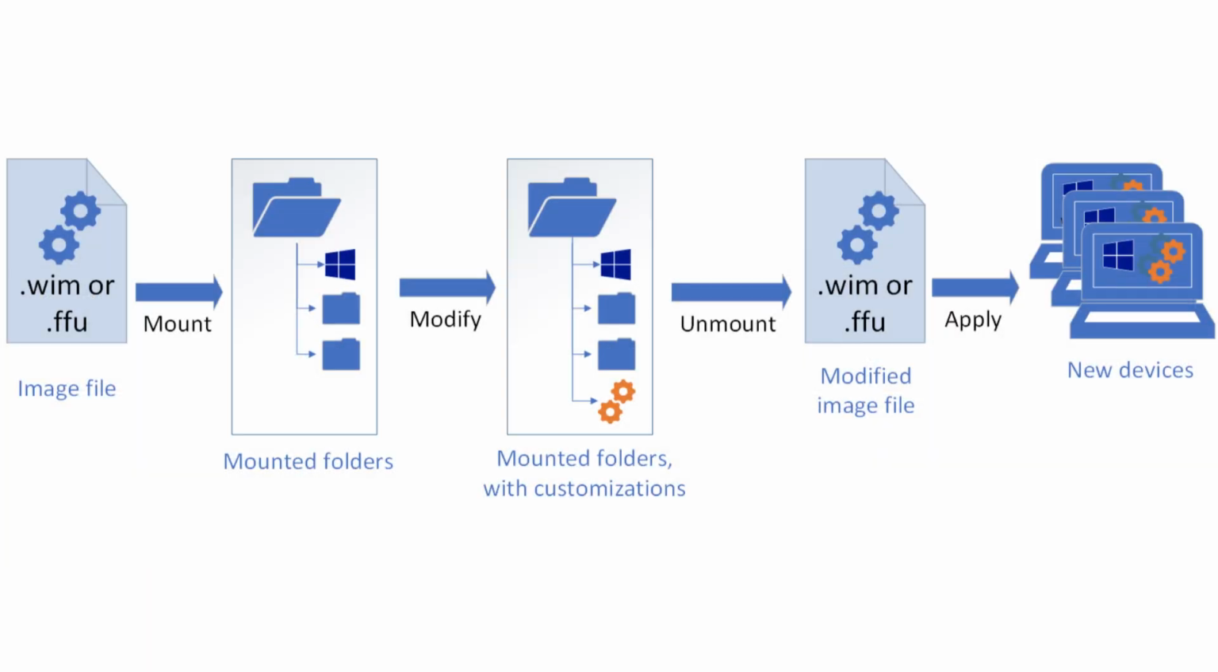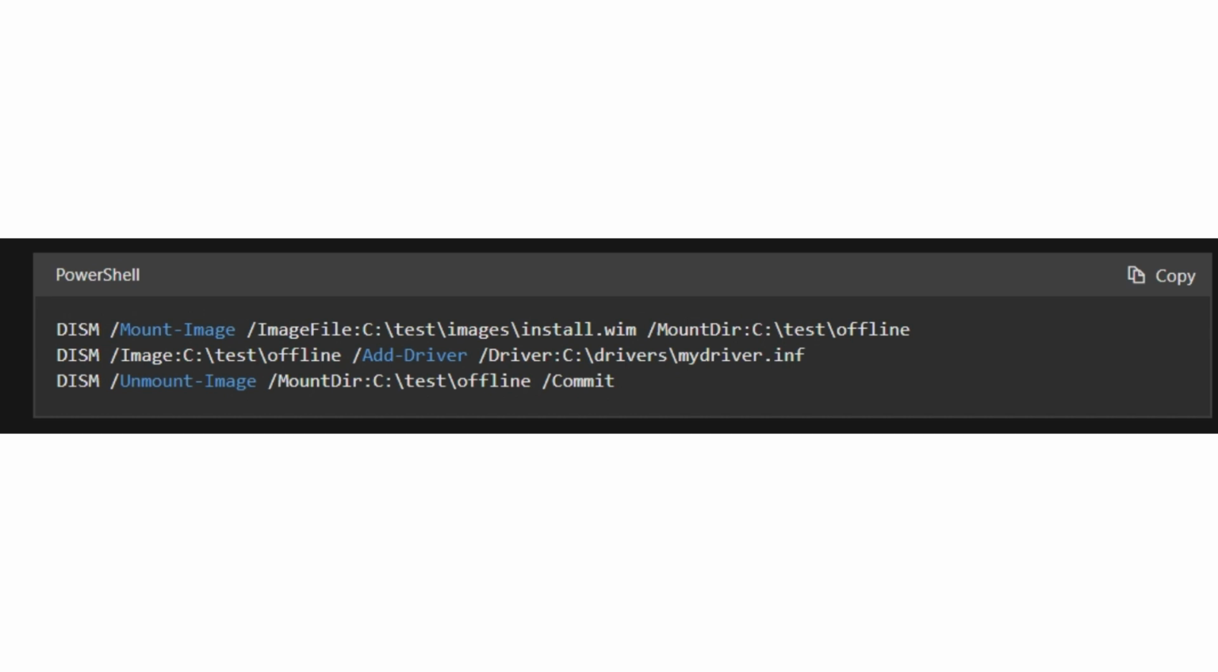DISM Offline Servicing. You can use DISM to change images while they aren't in use. To edit an existing image, mount the image, make the desired changes, and then dismount the image. For example, if you need to add a driver to an existing image, you first mount the image, add the driver, and then commit the changes.